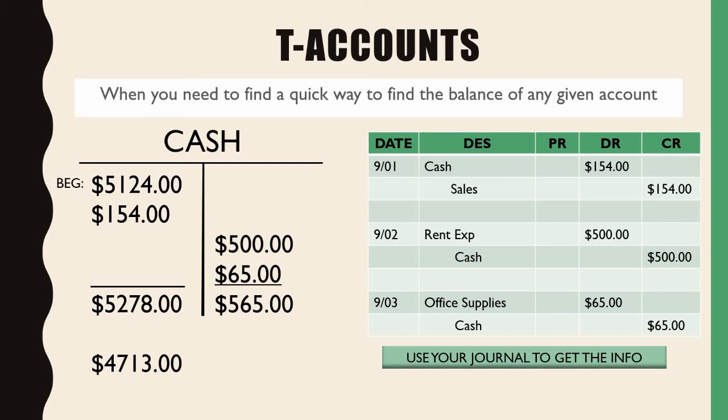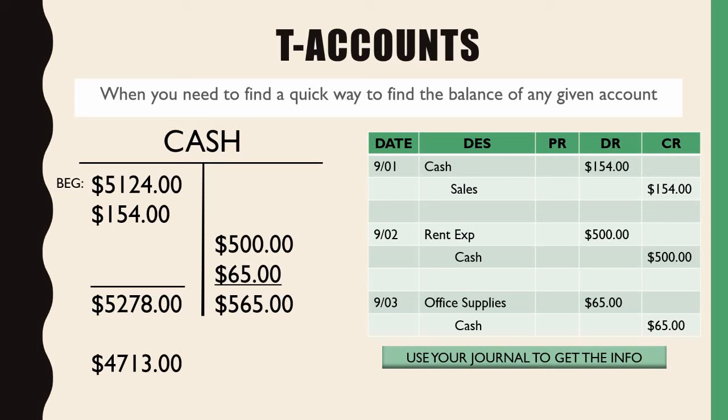So at the end of the day, the difference between my two balances here is going to determine what my actual account balance is now, right? So if I started out with $5,278 and I have a total credit of $565, I just simply subtract the two and I get my account balance to be $4,713. So again, that's just a quick and easy way to see what your account balance is at all times for any given account on your journal.